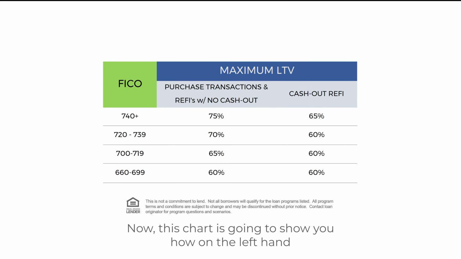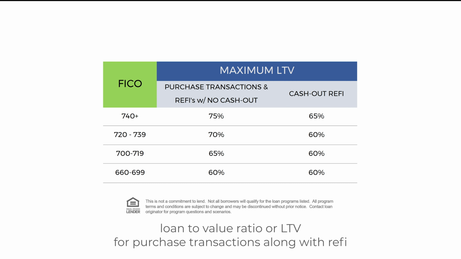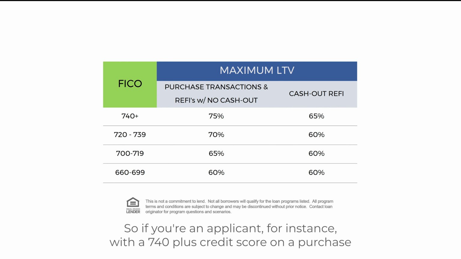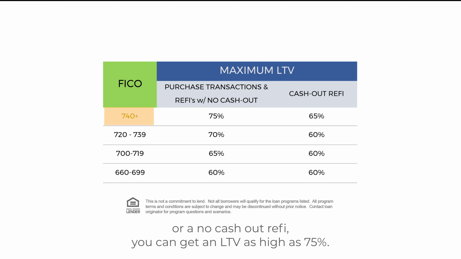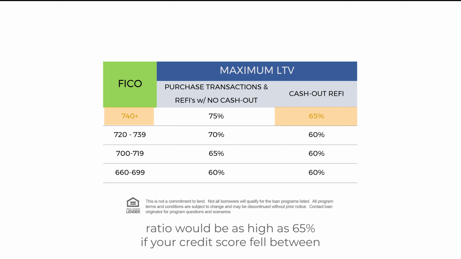Now, this chart is going to show you how, on the left-hand column, the FICO score will affect the maximum loan-to-value ratio, or LTV, for purchase transactions, along with refis that don't have any cash out, as well as cash out refinances. So if you're an applicant, for instance, with a 740 plus credit score on a purchase or a no cash out refi, you could get an LTV as high as 75%. Or if you were doing a cash out refinance, your loan-to-value ratio would be as high as 65%.